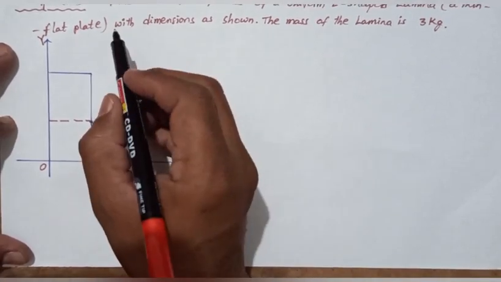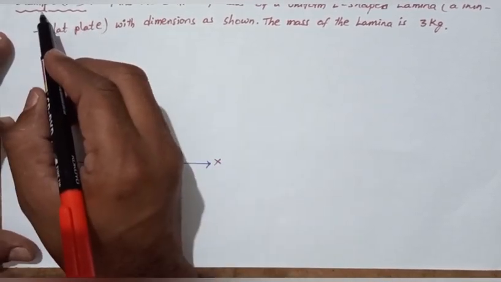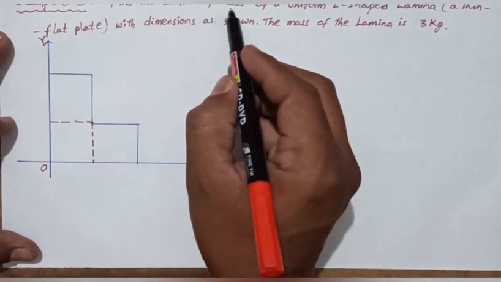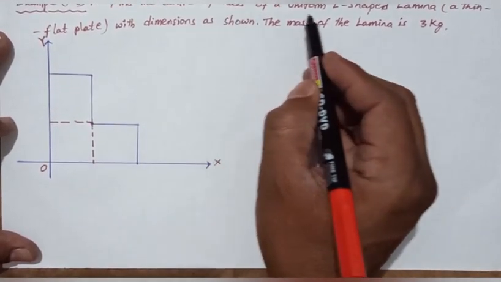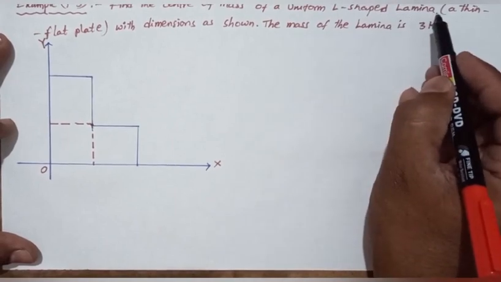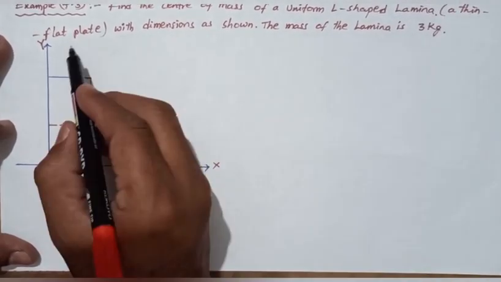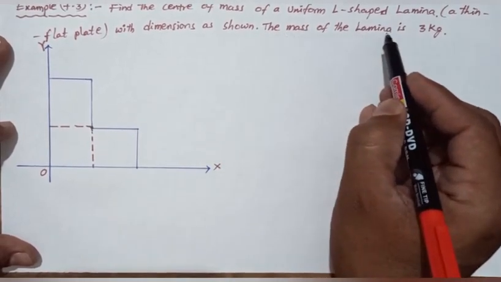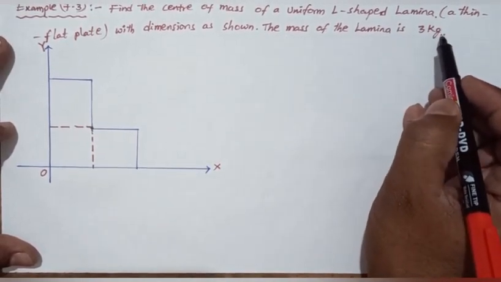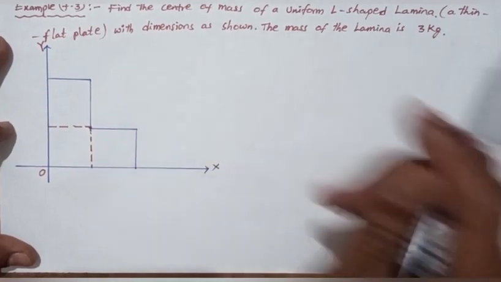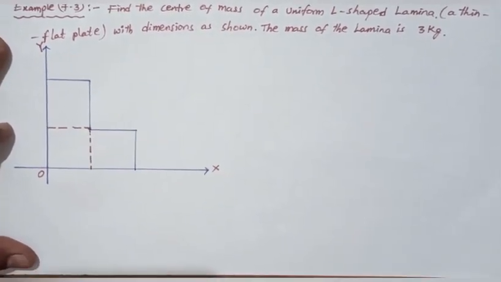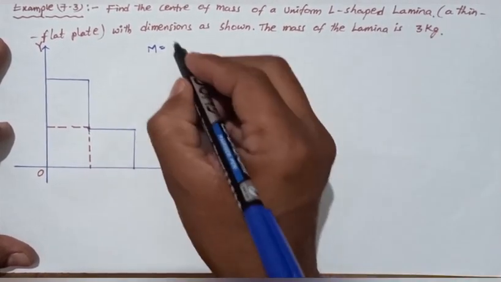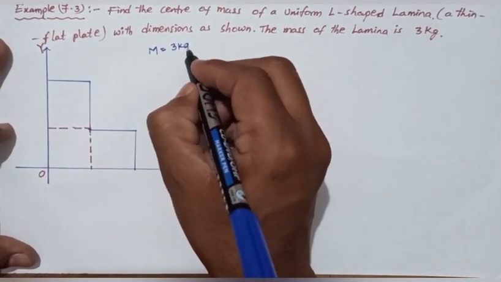Now we can discuss another example, number 7.3: find the center of mass of a uniform L-shaped lamina. A thin flat plate with dimensions is shown. The mass of the lamina is 3 kilograms. So the total mass, capital M, equals 3 kilograms.